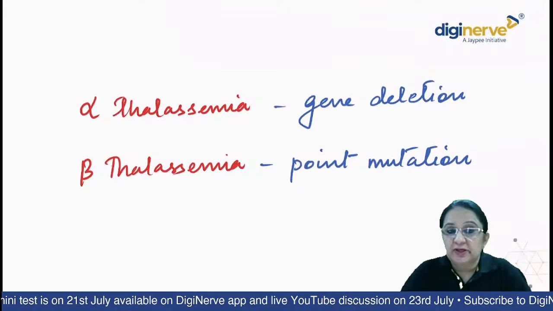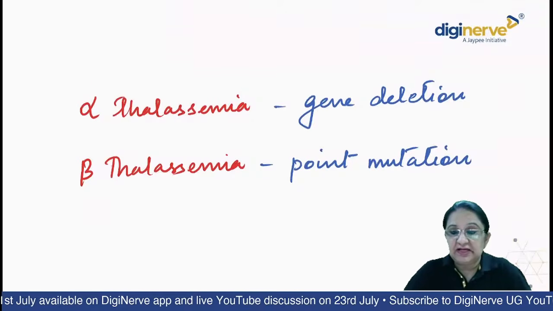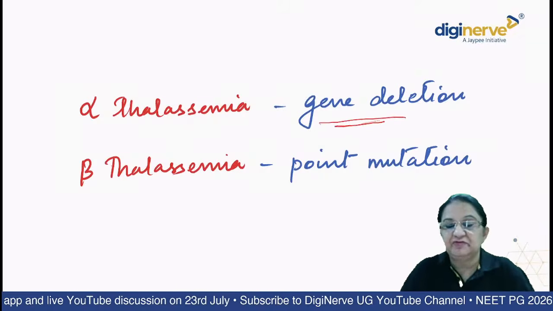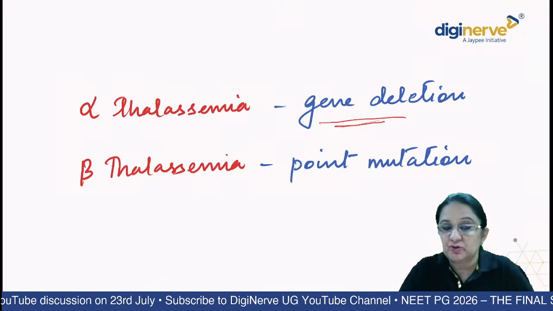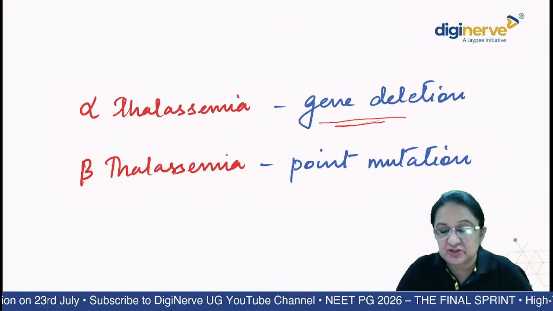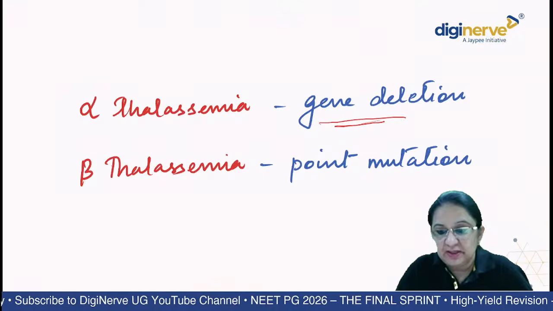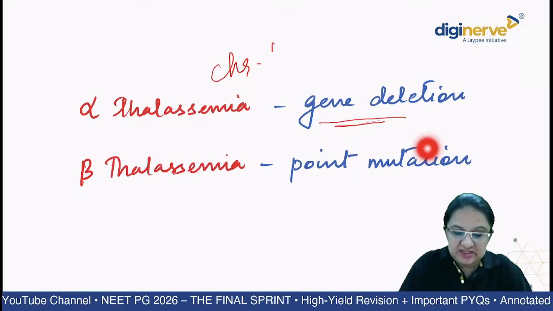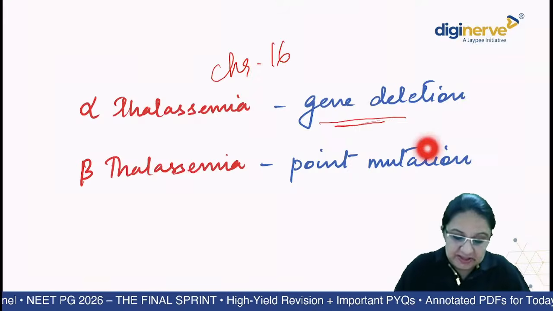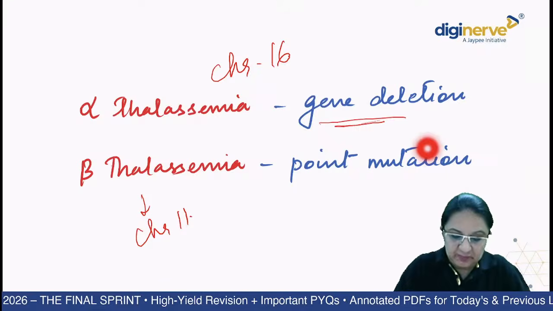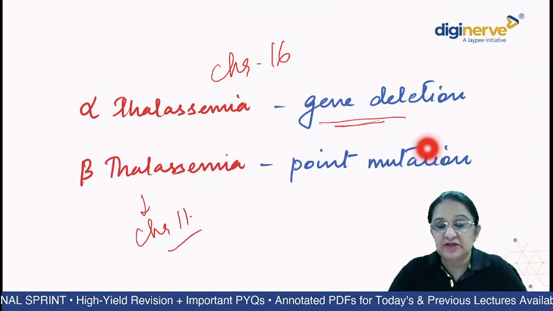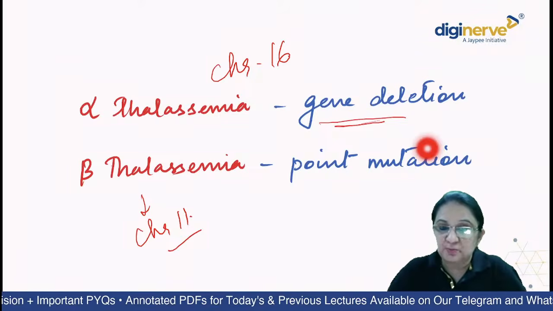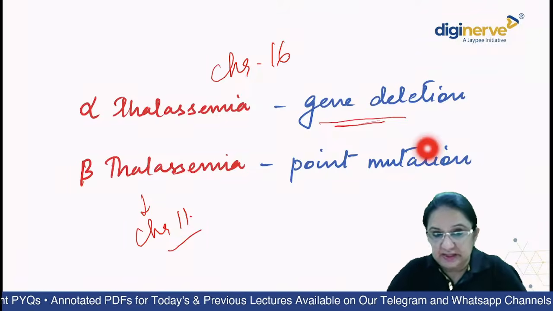Starting with alpha thalassemia, please note alpha thalassemia defect is because of the gene deletion. Which is the chromosome for the alpha gene? Can anybody tell me? The chromosome for the alpha gene is chromosome 16. However, for the beta gene, it is chromosome 11. And please note, in alpha thalassemia, there is a gene deletion, and in beta thalassemia, there is point mutation of the beta gene.